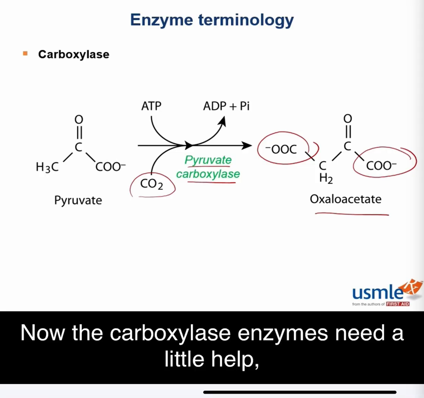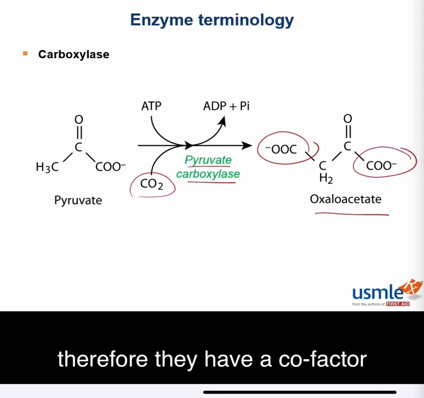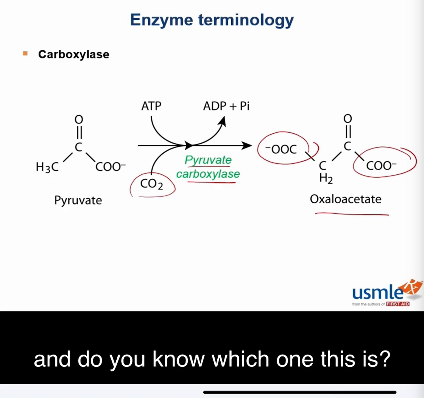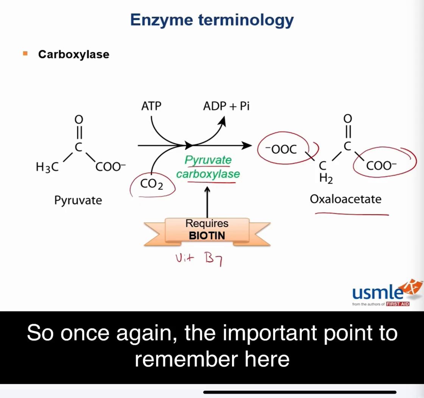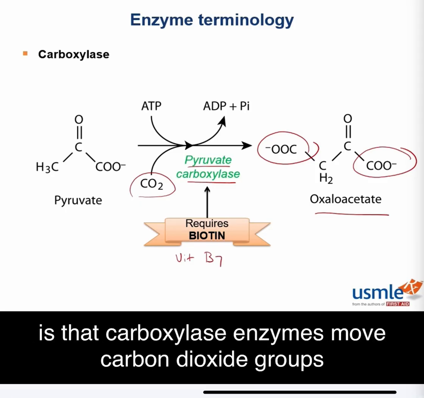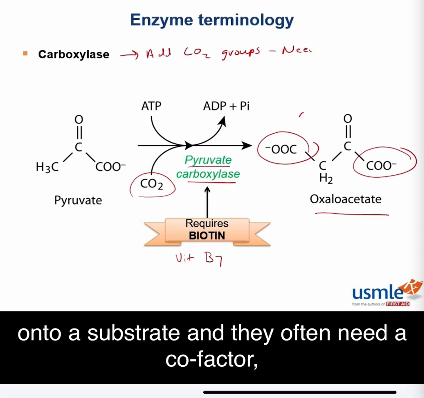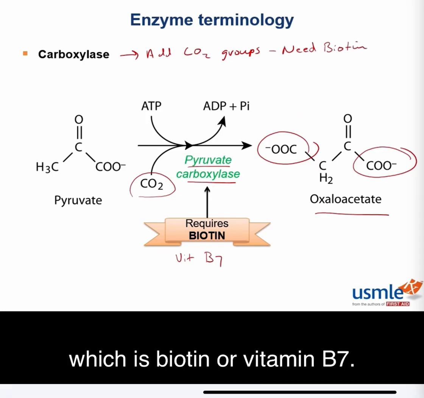Now the carboxylase enzymes need a little help. Therefore, they have a cofactor. And do you know which one this is? There you go, it's biotin, or vitamin B7. So once again, the important point to remember here is that carboxylase enzymes move carbon dioxide groups onto a substrate, and they often need a cofactor, which is biotin, or vitamin B7.